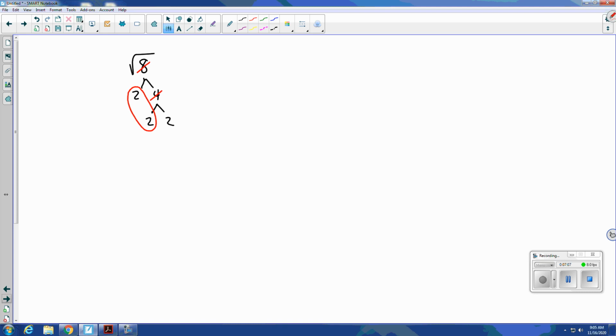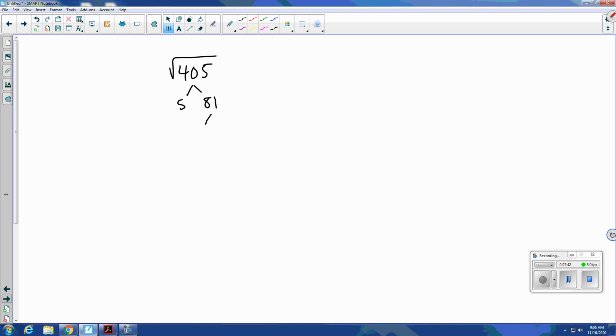I have one pair of 2's. Once I've identified the pairings, I pull that number out once per group. So there's one group of 2. Anything that did not get paired up goes back underneath the square root. And that thing that goes back underneath is this sole 2 that's off to the side. And there is the simplified form of the square root of 8 using the prime factorization method. Let's look at the square root of 405. 405 is not an even number, but it is divisible by 5.